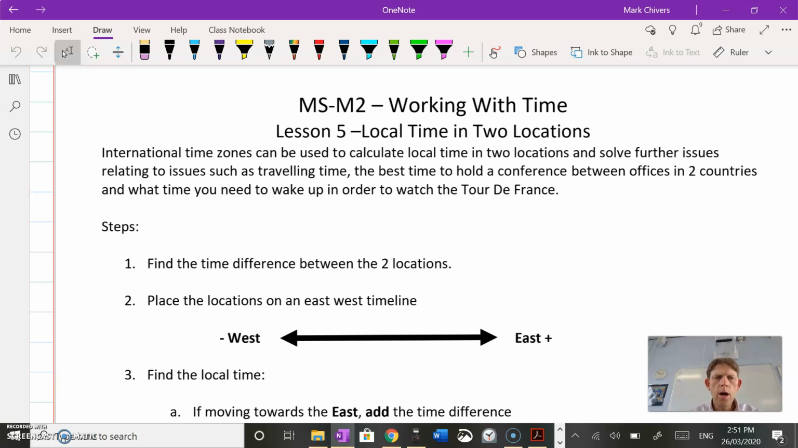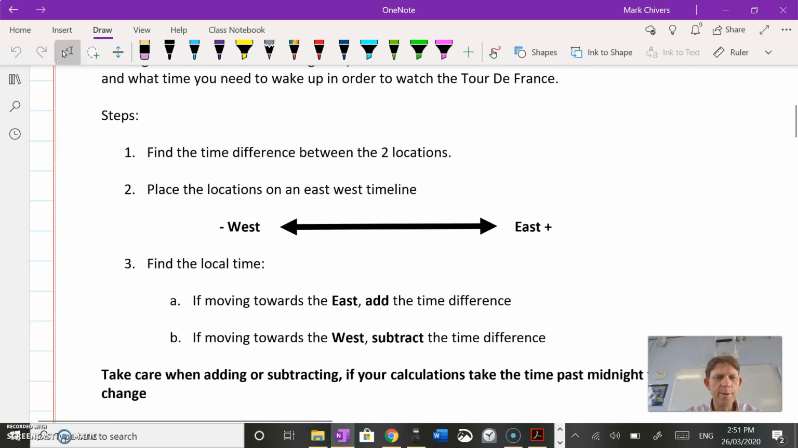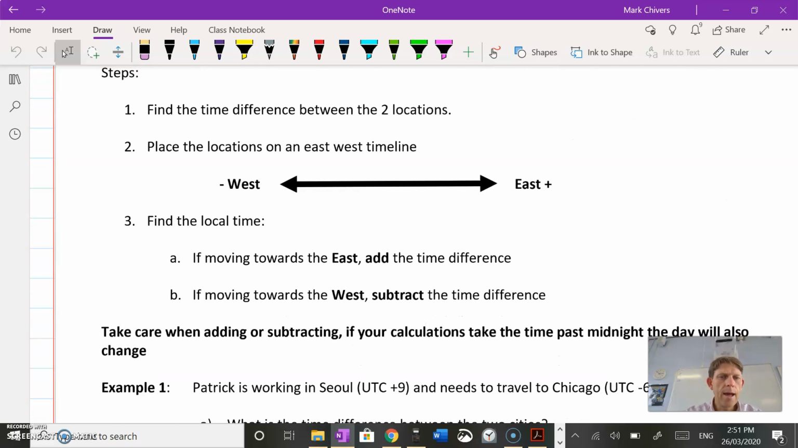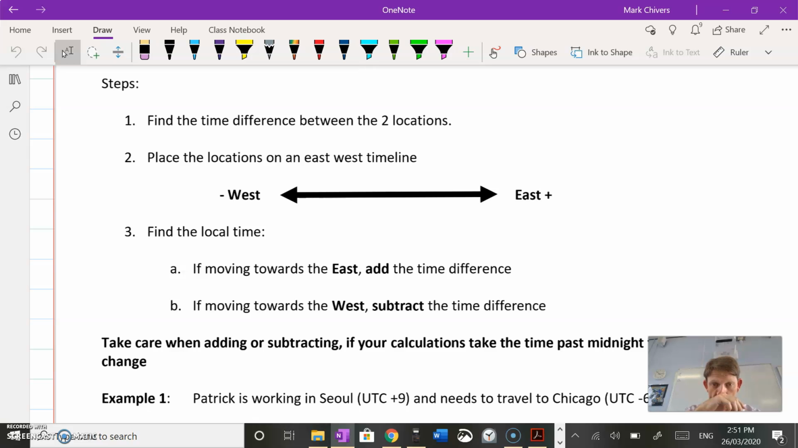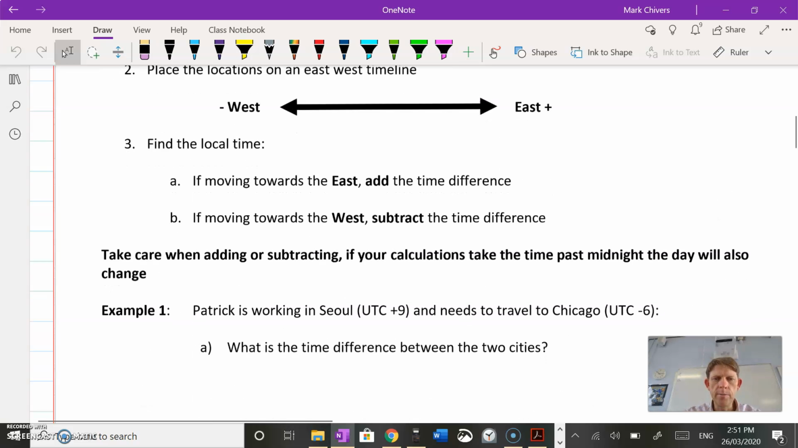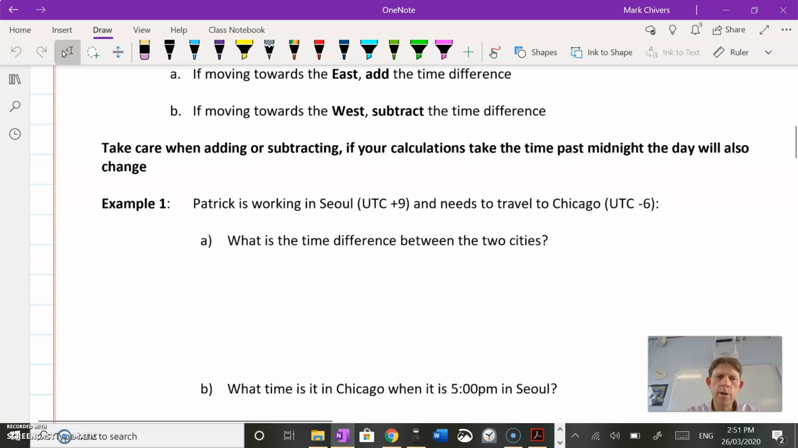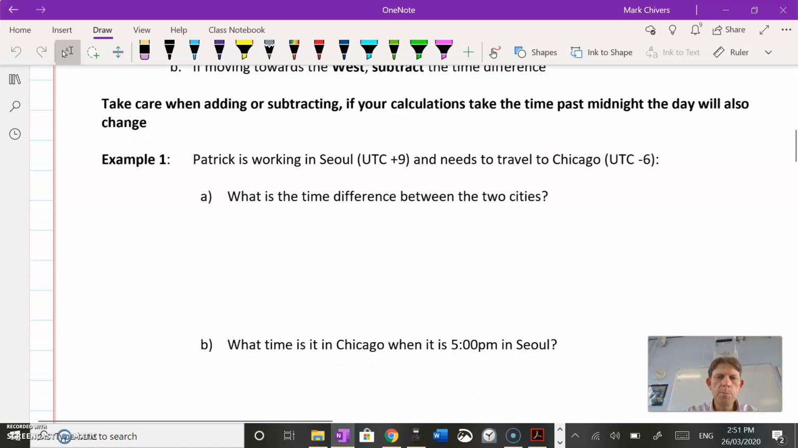So obviously international time zones can be used to calculate local time in two different locations and solve issues regarding travelling time or when to hold a conference or what time you need to wake up in order to watch the Tour de France, although I don't think we'll be having that this year. So you find your two locations. Once again, use a timeline. I think it's the strongest way to do it, and then you do your subtraction. And just be careful about whether or not the day changes.